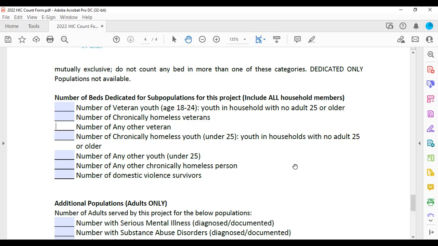So if for our permanent supportive units, chronically homeless is a requirement, I would put 8 next to that. Yes. If your permanent supportive housing project only serves chronically homeless persons, you'll put that number in there. Okay. That's why we ask that you fill out a separate form for each project, because your transitional housing project, that might not apply. Okay, that makes sense.